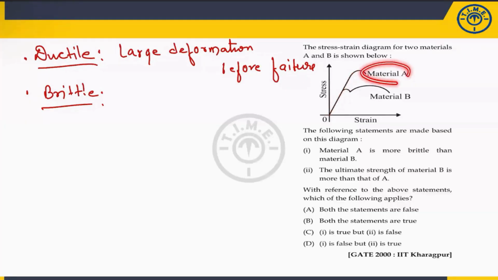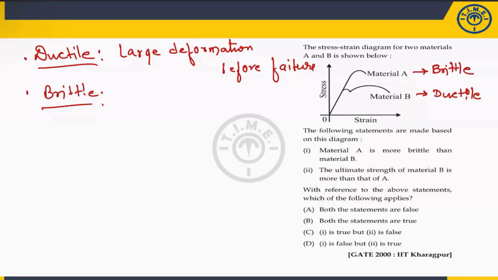So can I say for material A, if you see, there is very little deformation, but in case of material B, there is a large amount of deformation. Deformation means a strain value. For the same amount of stress, this is the deformation for material A, but for material B this much deformation is going on. So material B is deforming more. Can I say material B is a ductile material? Yes or no? And material A is a brittle material.